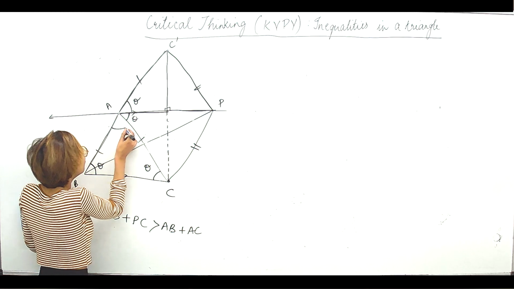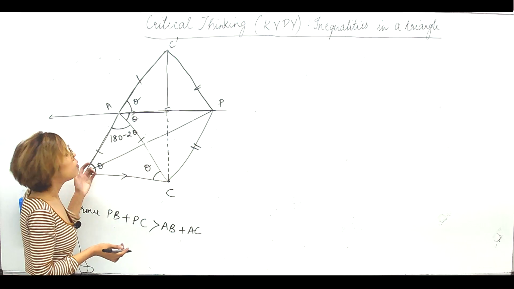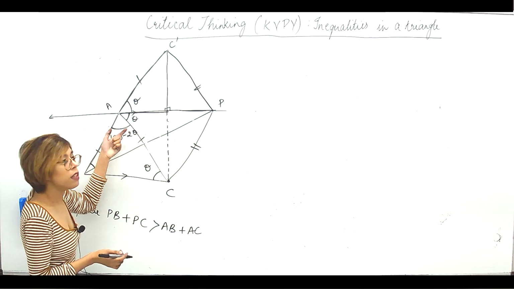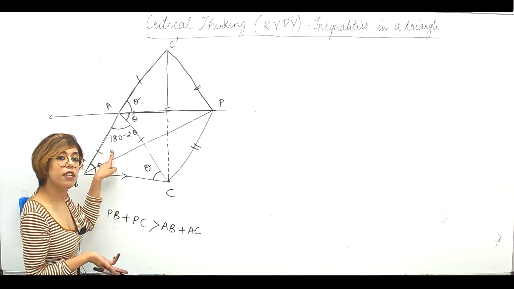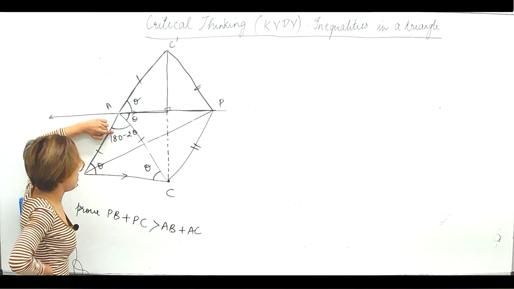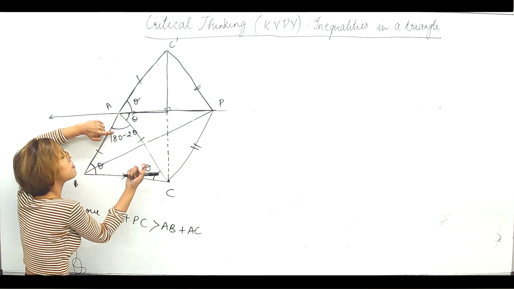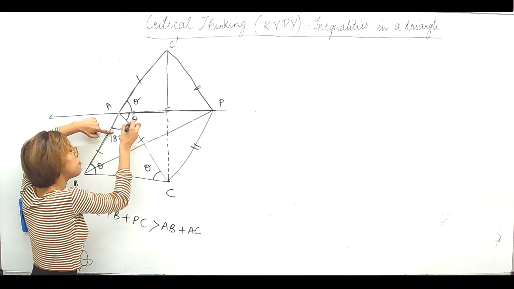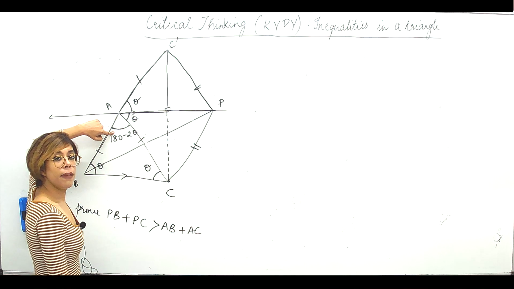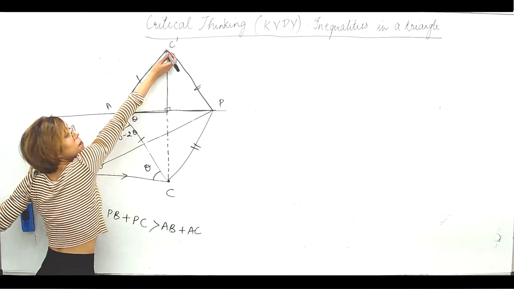Somehow I need to prove that this angle is 180 minus 2 theta. If I am able to prove that this angle is 180 minus 2 theta, the sum of angles is what? 180. Linear pair. This angle, 180 minus 2 theta. Oh, वो तो हो गई. Triangle ABC, this is theta, this is theta. Definitely this is 180 minus 2 theta. So I can say that this is a straight line.